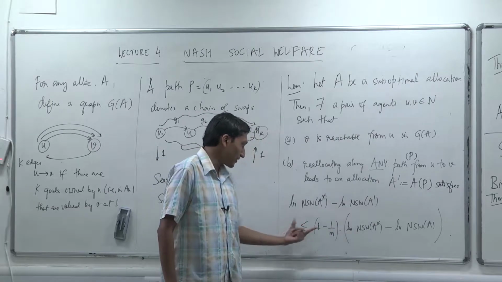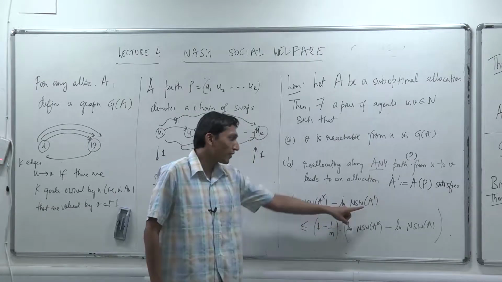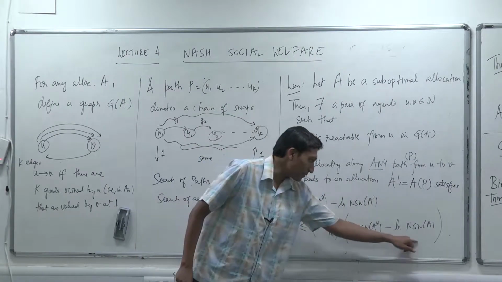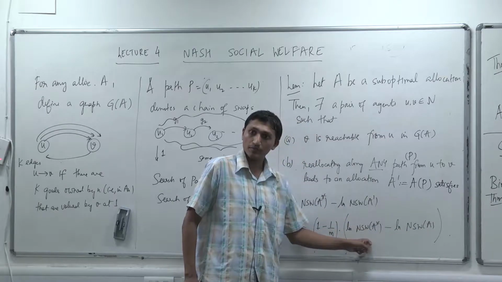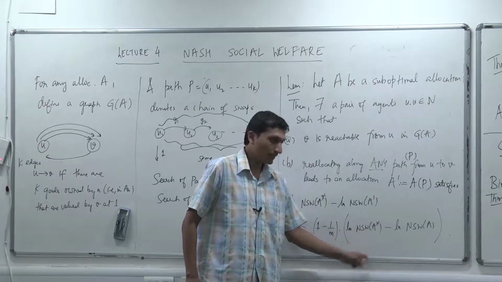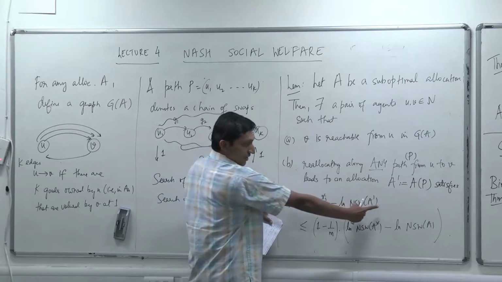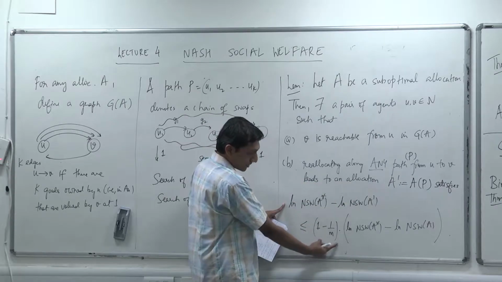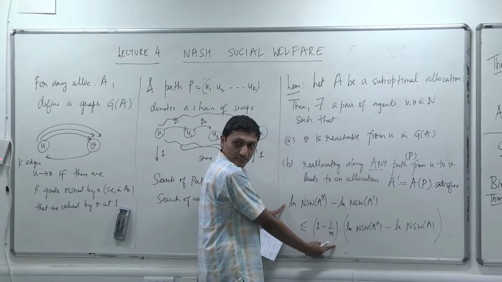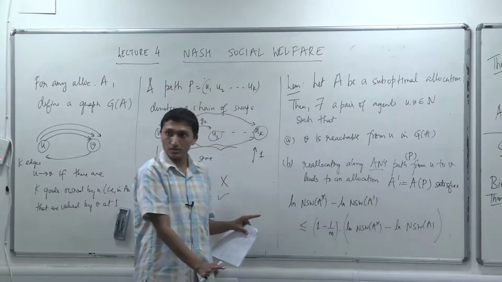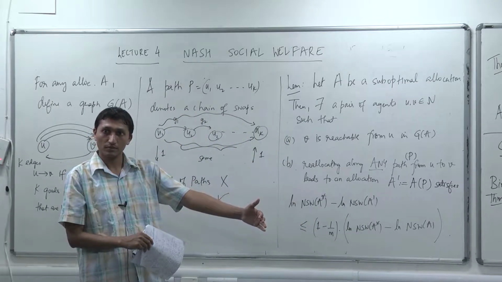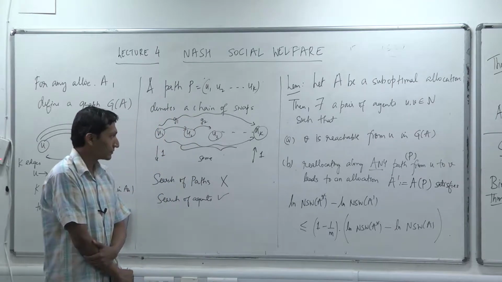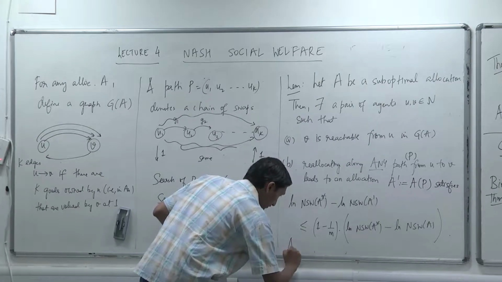So the term to the left of the inequality is how far A prime is from being optimal, and this term here is how far A is from being optimal. The lemma is saying that this new distance from optimality is at most some fraction less than one of the old distance. So we are getting closer to the optimal. A star is the Nash optimal allocation.